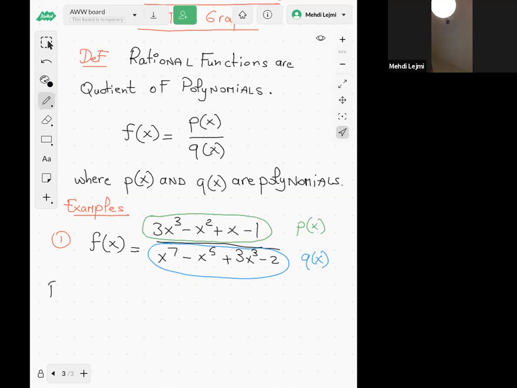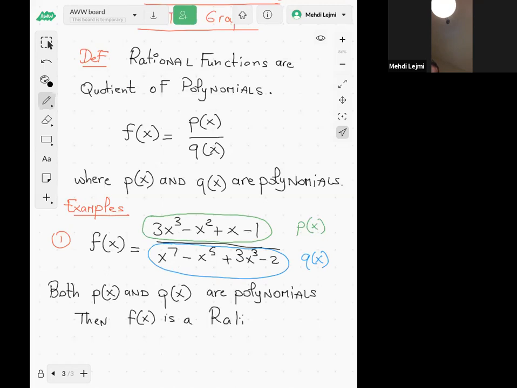So that's why my f is a rational function, right? Both p and q are polynomials, so f of x is a rational function. Okay. Another example, which is not a rational function.